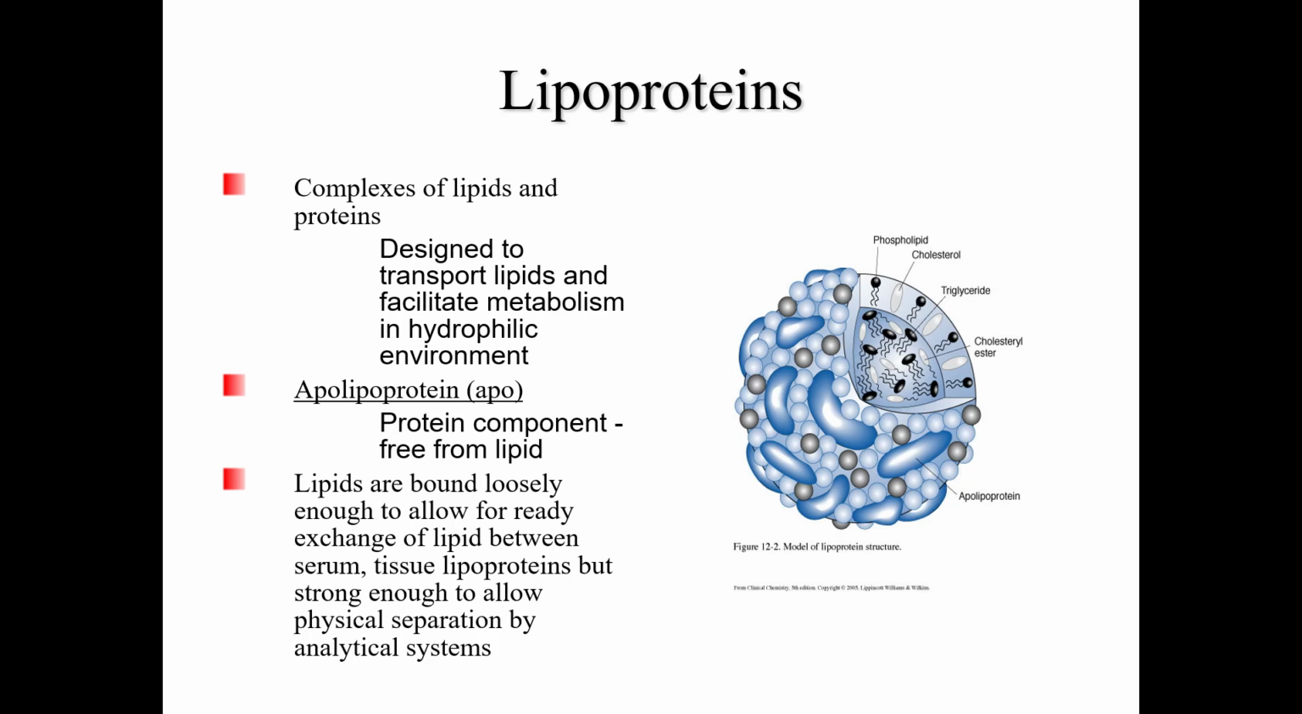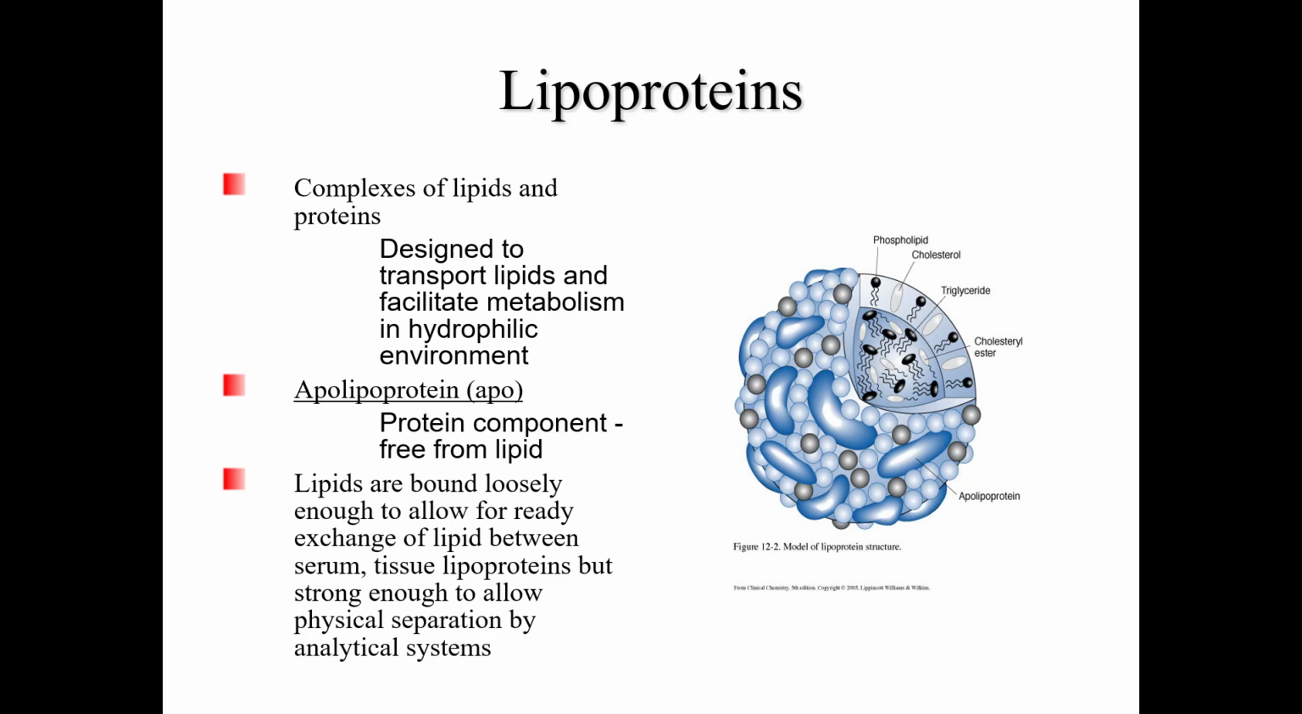So in order to transport fats through the blood, we have to complex these fats with proteins, and that allows them to be transported. So lipoproteins are just that. They're proteins combined with lipids that allow for the transport of lipids through the blood.